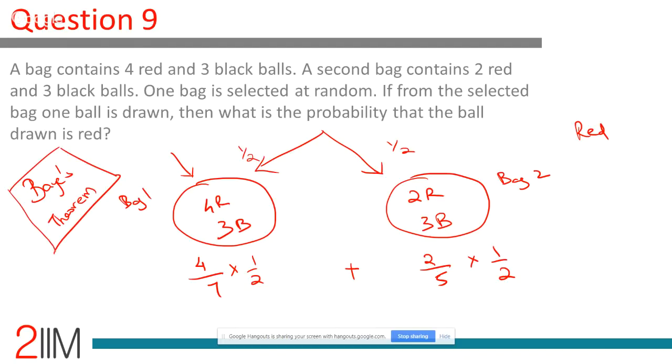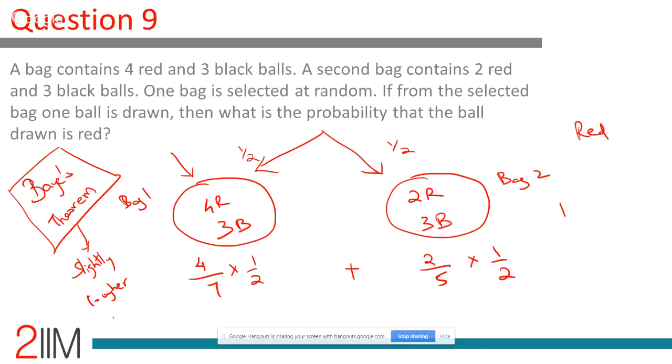So that question is very useful, probably not relevant for CAT. The idea of Bayes theorem is slightly tougher than what you can see in CAT, but that question is still possible, still doable.